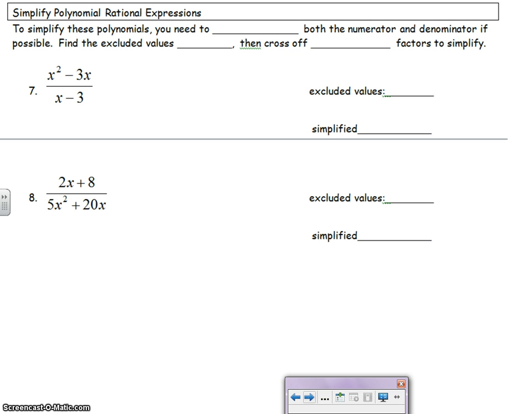So when we have polynomials, what we're going to do is first factor both the numerator and the denominator, and then we are going to find the excluded values first. Before you start crossing stuff off and reducing it, you have to first make sure that you find your excluded values. Okay, so then we're going to cross out the common factors. You might want to write yourself a note that these are things that are in parentheses, and we'll talk about that more in class.